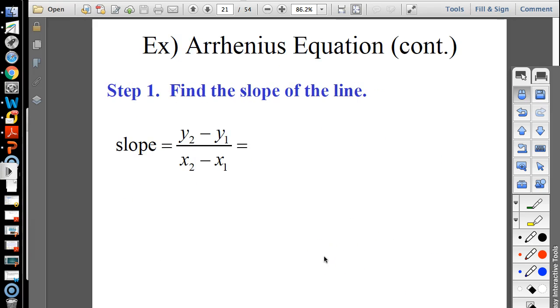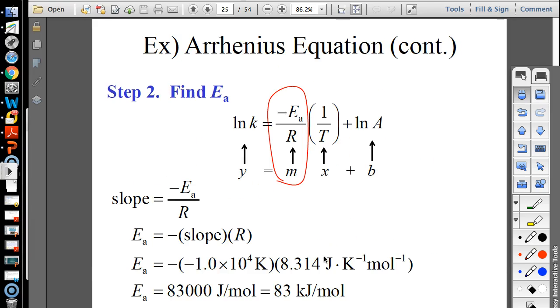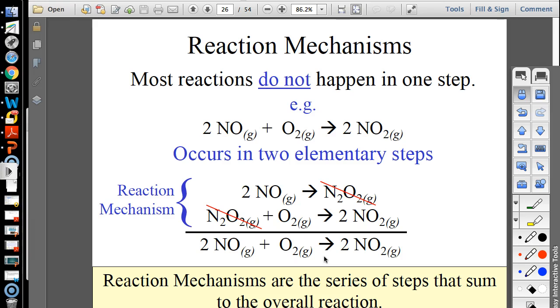Moving on to things that you need to know. Now this is where everybody comes back together. Okay, so most reactions don't happen in one step.